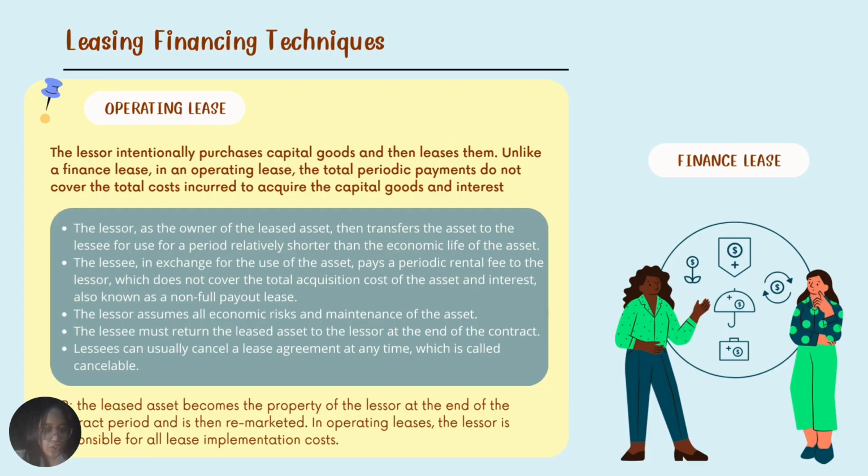And then the lessor assumes all economic risk and maintenance of the asset, and the lessee must return the lease asset to the lessor at the end of the contract period. As I said, they don't have a right to do the acquisition, so they will give the property back to the lessor. You need to take note that the lease asset becomes the property of the lessor at the end of the contract period and is then remarketed, or the lessor will lease the property again.